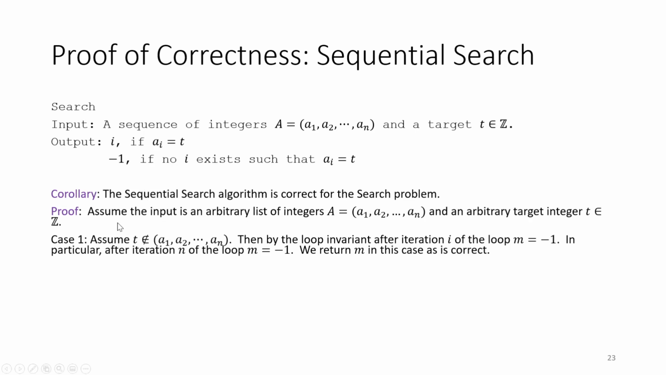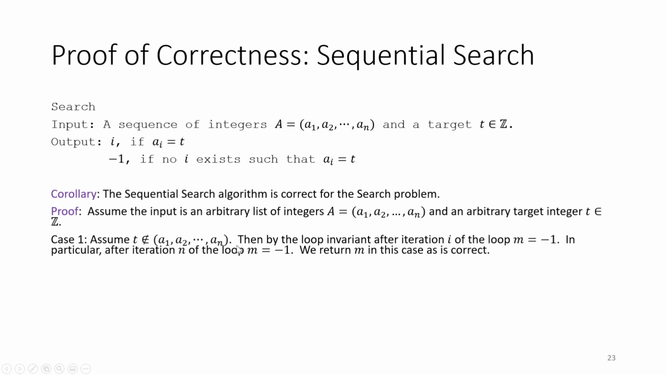So here I'm going to say, case one, assume the target is not in the list. That makes it easier for me to argue what's going to happen. Now let's take a look at what the loop invariant tells us. Well, the loop invariant tells us that after iteration i of the loop, if the target is not in the list, we must have m equal to minus 1. Now, why is that? What did the loop invariant tell us? It told us after iteration i of the loop, we're going to be in one of two states. Either we'll be in the state m equals minus 1, and t is not an element of all those lists, or we're in the state where m is equal to j, where we found it.